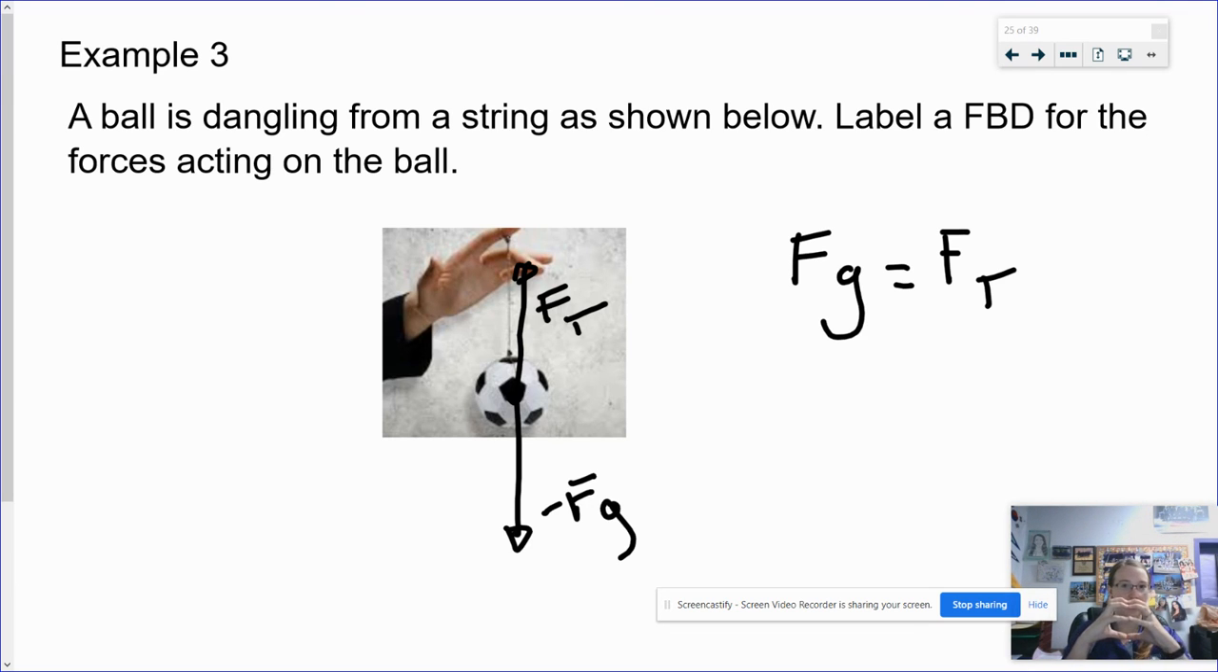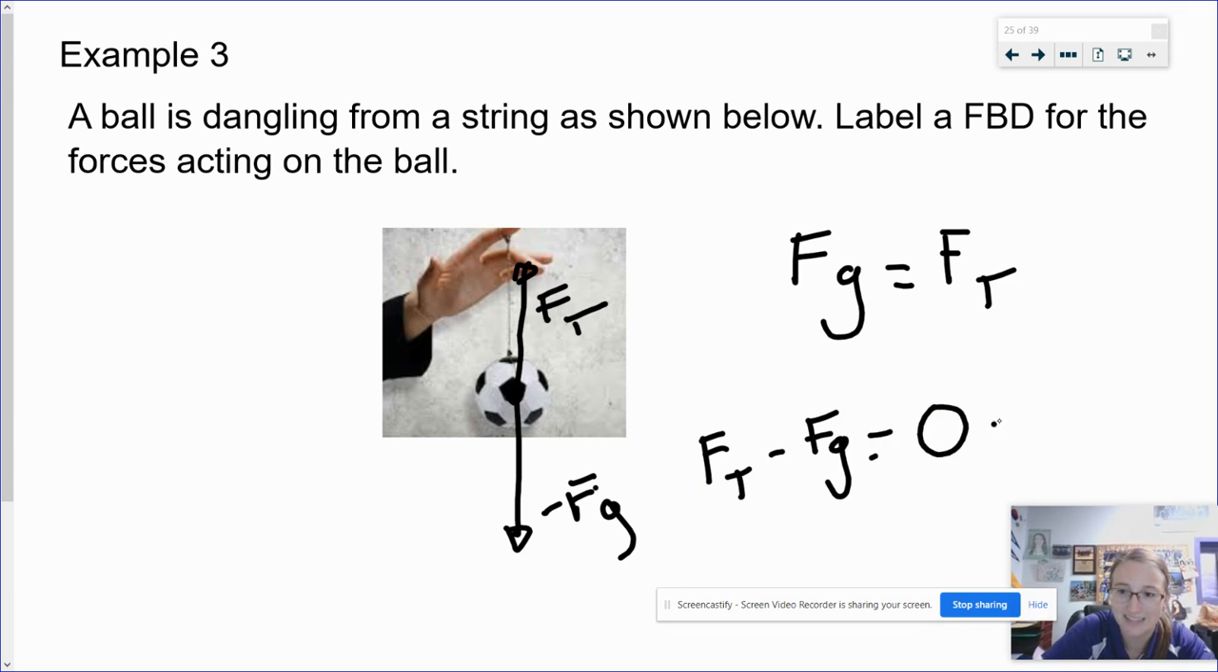If something is at rest or it has a constant velocity, we're going to make sure we understand that, there is no net force acting on the ball. If I were to add these two forces together, we would get a zero net force. So once more, if something is at rest, that means if I were to add the forces together, we would get zero, no net force.